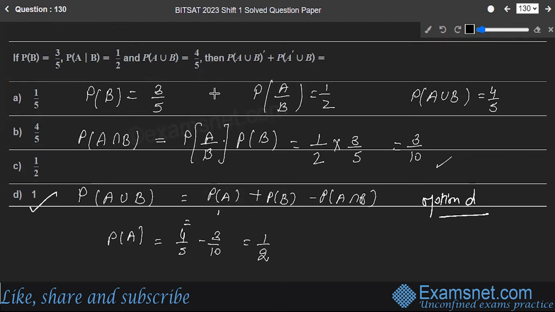Hope you understood this. So students, with that, we have completed all the 40 mathematical questions of this particular paper. Hope you understood them well.